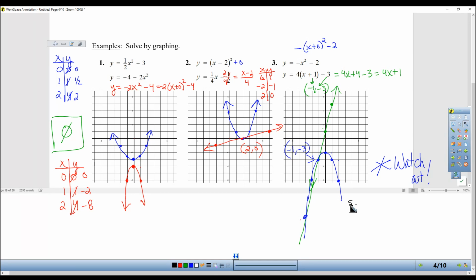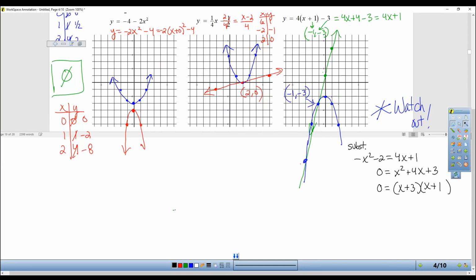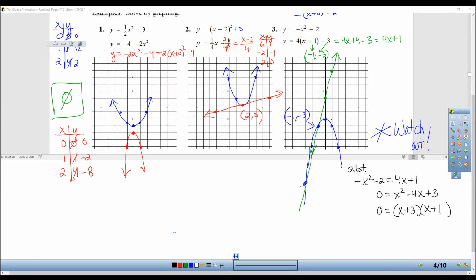So I'm going to use the substitution method because I can't see it graphically. -x² minus 2 is, and I've already simplified that, so I'm going to use it, 4x plus 1. I see an x² in my equation. What do I do? I set it equal to 0. I'm going to move everything to the other side because I personally am better at factoring when my x² term is positive. So I get (x + 3)(x + 1), and so I know that x is -3 and -1.